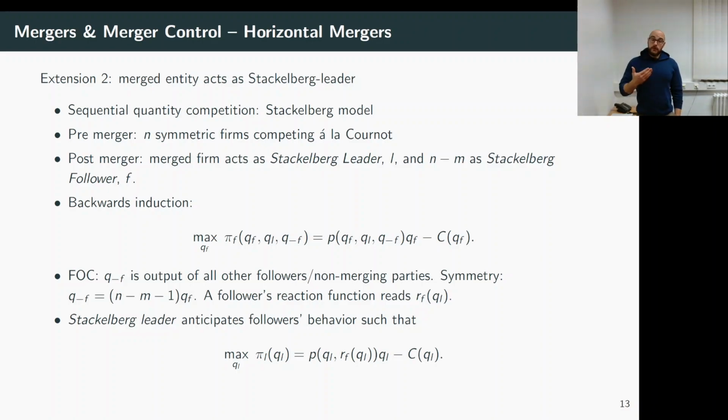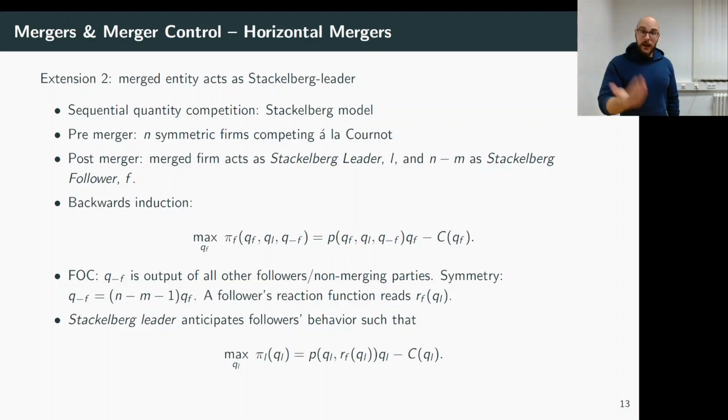And if we differentiate this function with respect to q_f, what we have to take into account is that all followers are symmetric. That means that the output of all the followers, except for the one that we are examining, is the same, right? So Q minus f now is n minus m minus 1 times q_f. Why is that? Well, n minus m plus 1 is the number of firms post-merger. Out of these n minus m plus 1 firms, we have one leader and one follower that we are examining, right? And these two firms we have to take out from the set, basically.